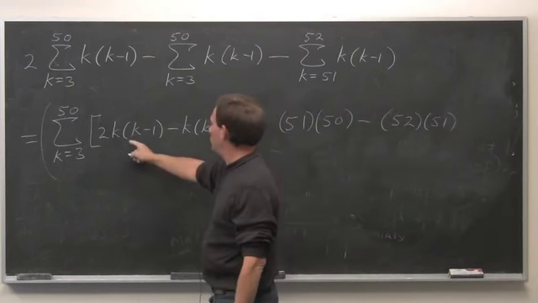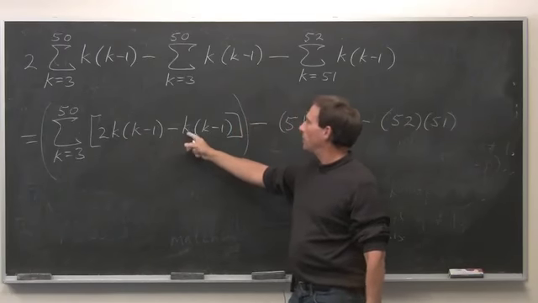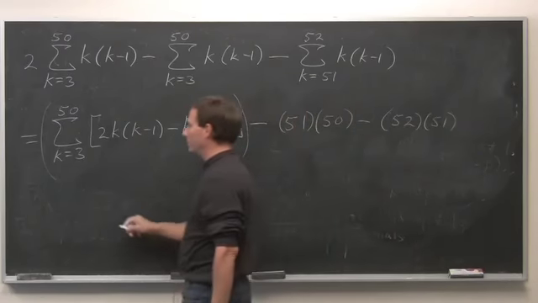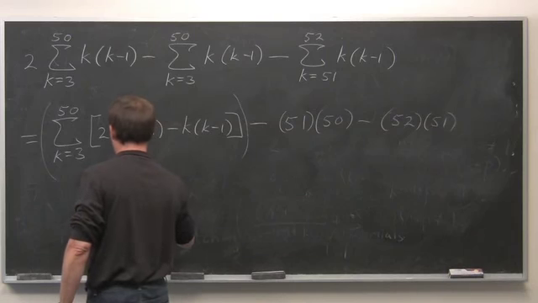So what do you get? Well, 2 times k minus 1 minus k times k minus 1. You're left with 1 times k times k minus 1.